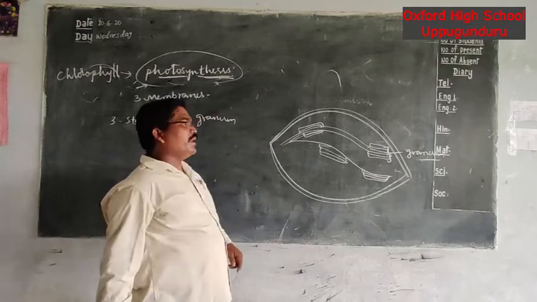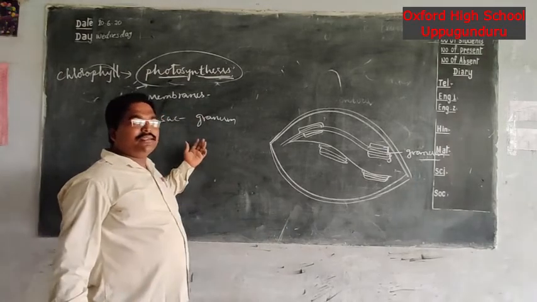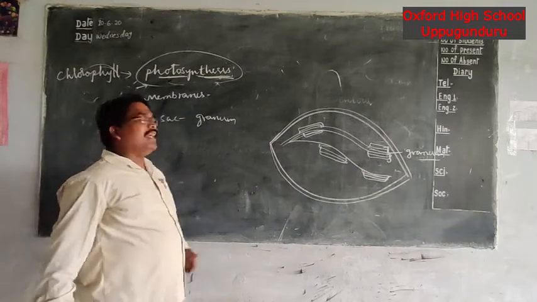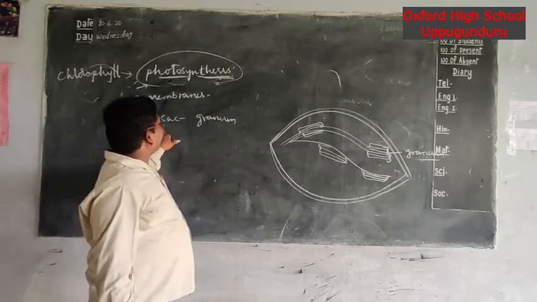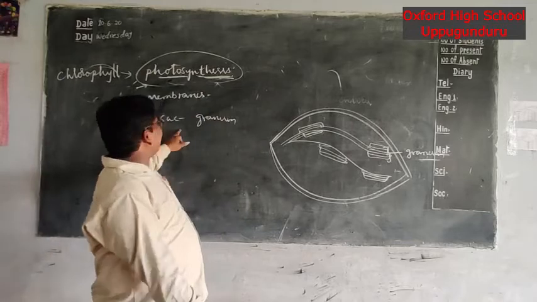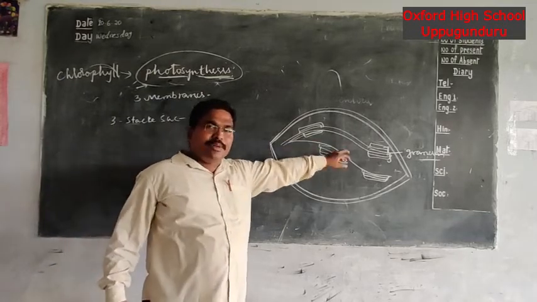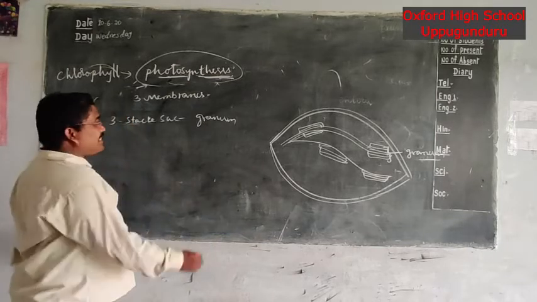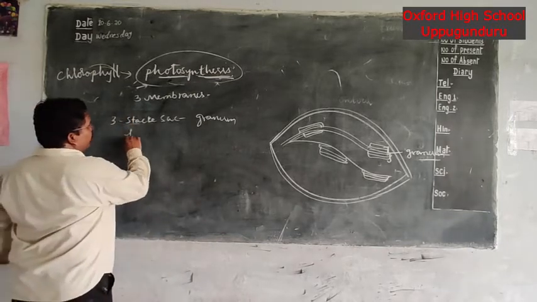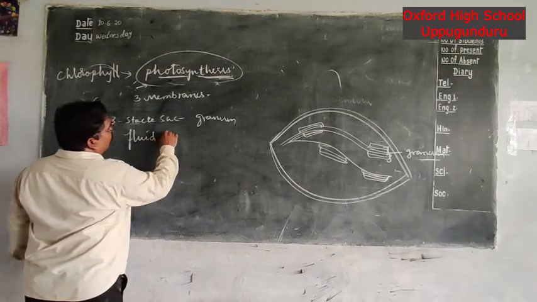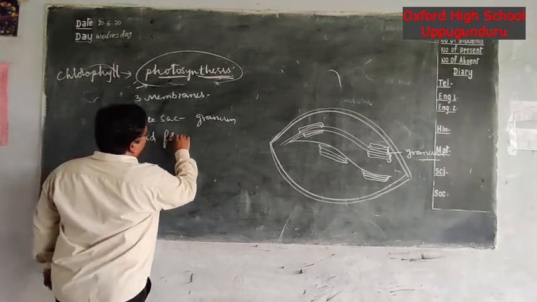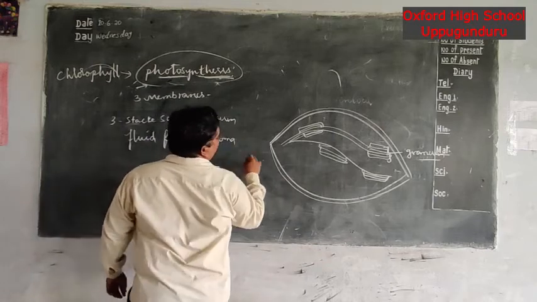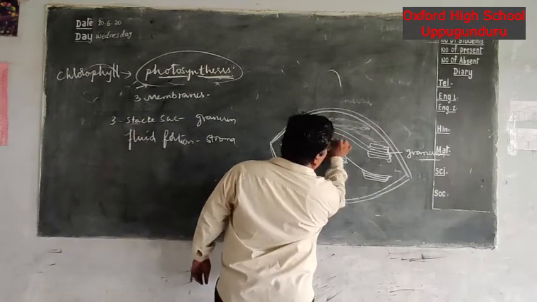It is believed to be trapping of solar energy. And the second membrane is the fluid filled portion called stroma. So this is stroma.